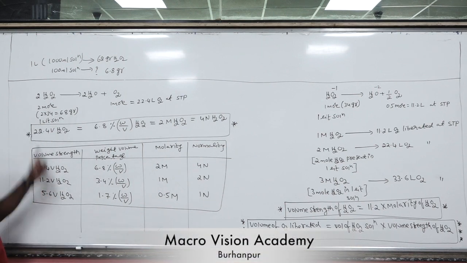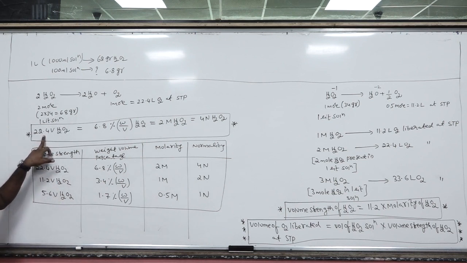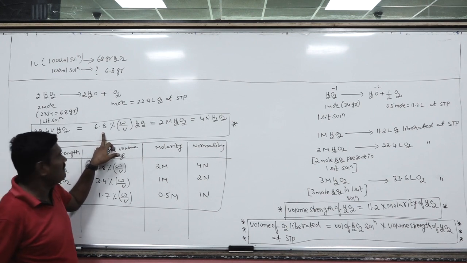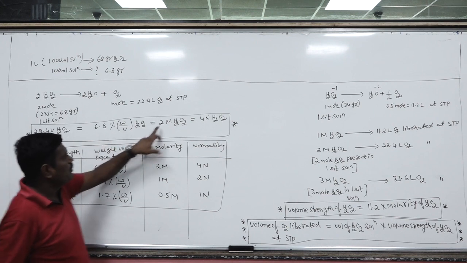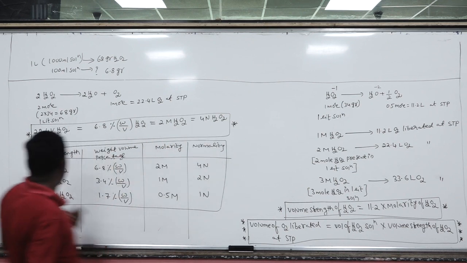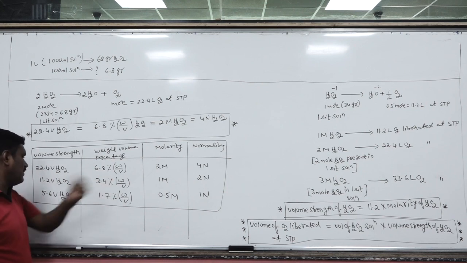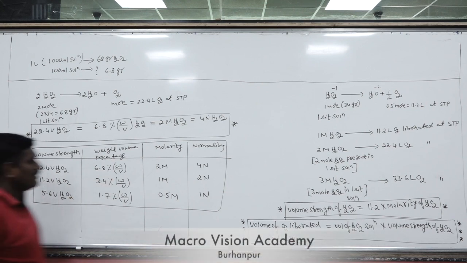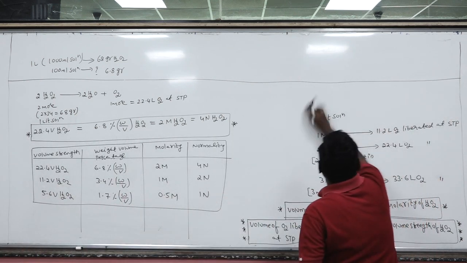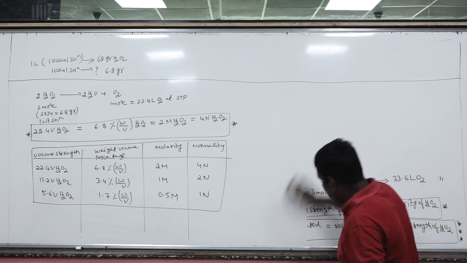The only thing is, you just have to practice this relation. What is the relation here? Once again, 22.4 volume strength of H2O2 is equal to what? 6.8% of W by V H2O2, 2 molar H2O2, 4 normal H2O2. Otherwise, you can learn 11.2 volume. Otherwise, you can take 5.6 volume of H2O2. Okay? Whatever the data, you can easily practice, so that it will be very easy while solving the problem. Okay?